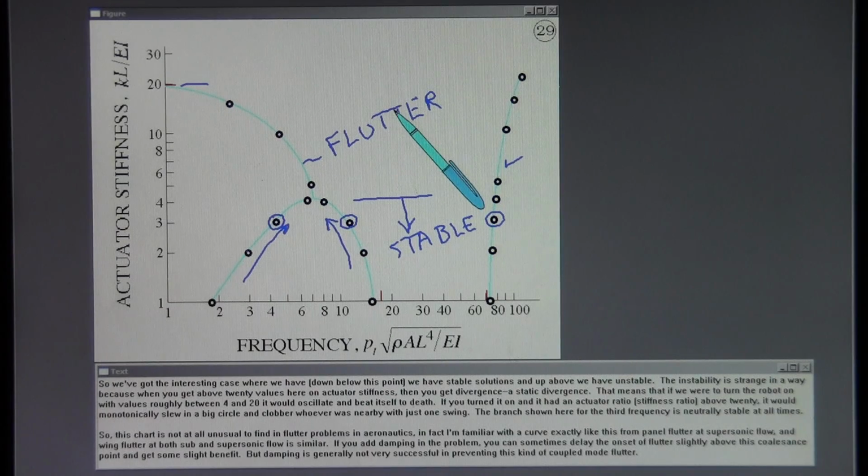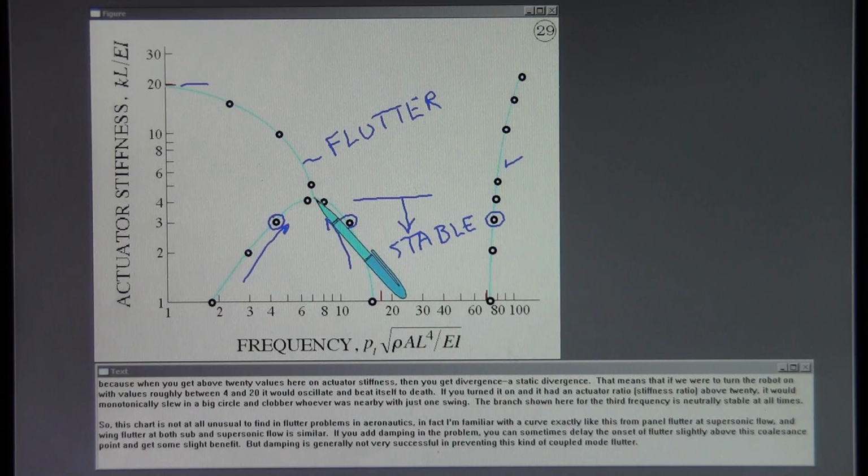If you add damping in the problem, you can sometimes delay the onset of flutter slightly above this coalescence point and get some slight benefit. But damping is generally not very successful in preventing this kind of coupled mode flutter.